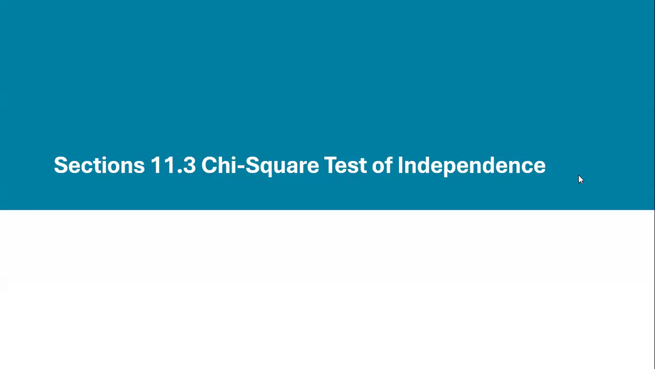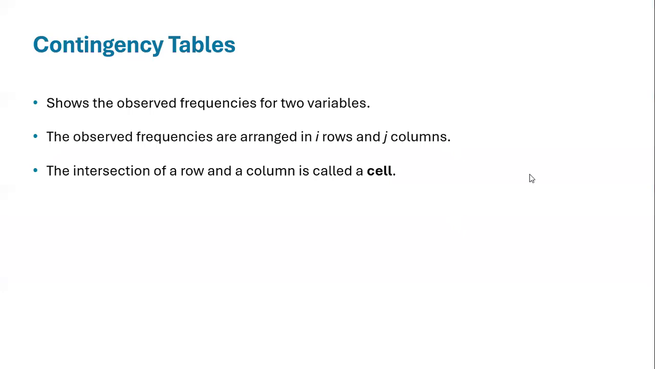In section 11.3, we also want to go over another type of chi-square test, which is the test of independence. The test of independence is usually used when we want to compare two variables. In this case, we usually have a contingency table which shows all of the observed frequencies for those two variables.